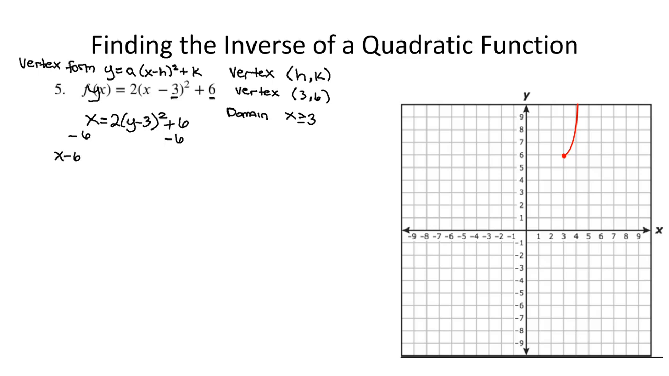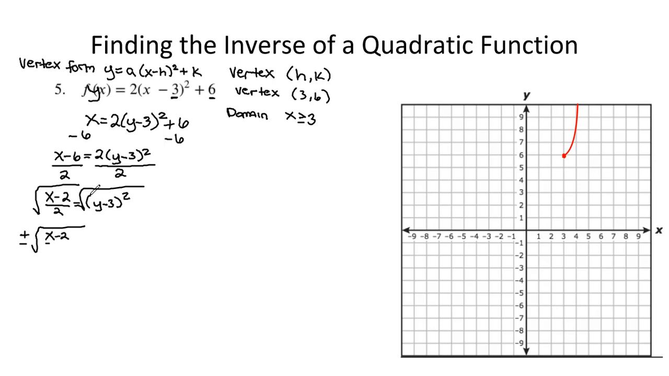We'll subtract 6 on both sides, giving us x minus 6 is equal to 2 times (y minus 3) squared. And then we're going to divide both sides by 2, and we're going to get (x minus 6) over 2 is equal to (y minus 3) squared. And then the way we undo something squared is to square root it. So we'll square root both sides. And we have plus or minus the square root of (x minus 6) over 2 is equal to y minus 3. And then we'll add 3 to both sides, and then that's going to give us 3 plus or minus the square root of (x minus 6) over 2.